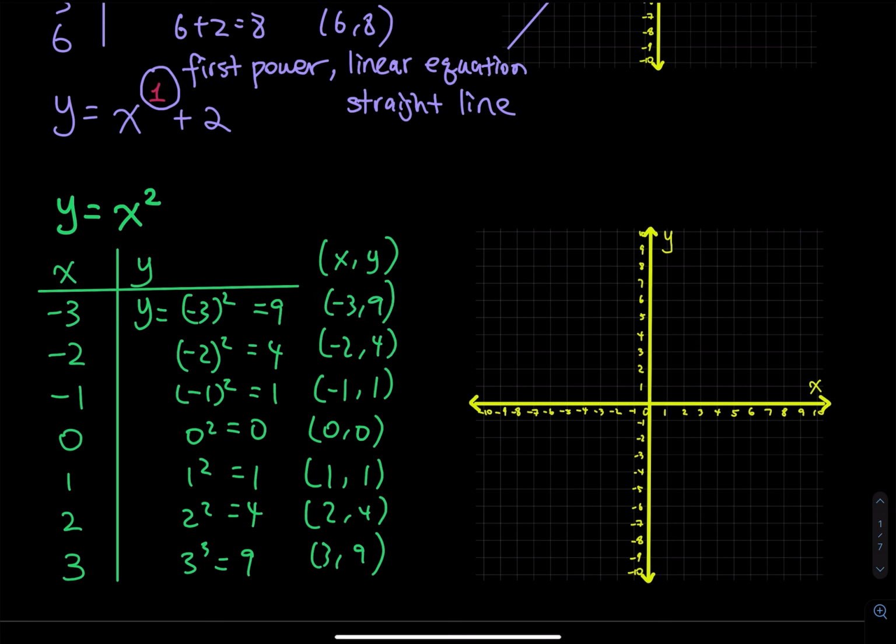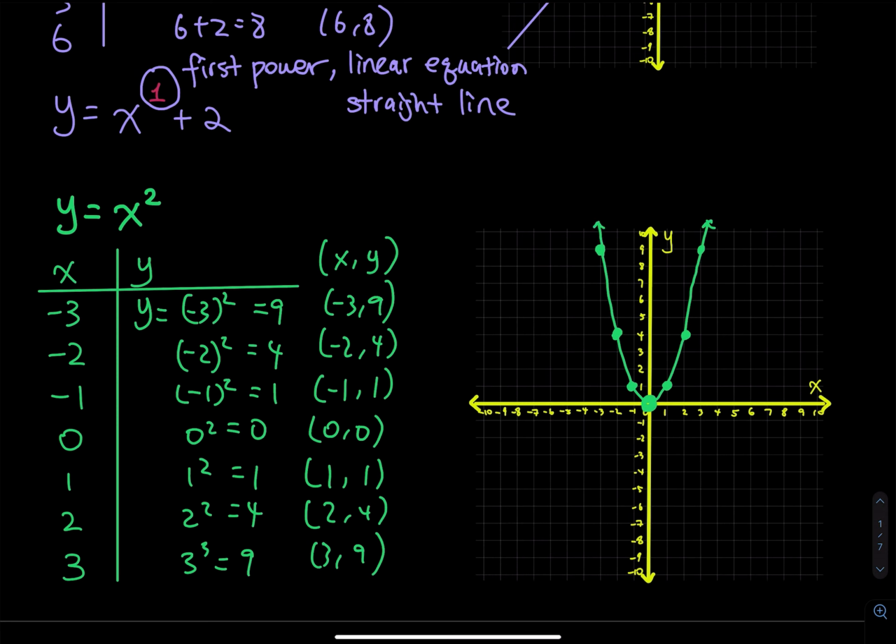All right, so let's graph this. So let's plot the points. We have 0, 0 right over here, and then 1, 1, and then also -1, 1, and then 2, 4, -2, 4, and then 3, 9, and then -3, 9. We have that, and as a result, you will get a graph that looks like this, and then you can extend the line, and this is what you get.